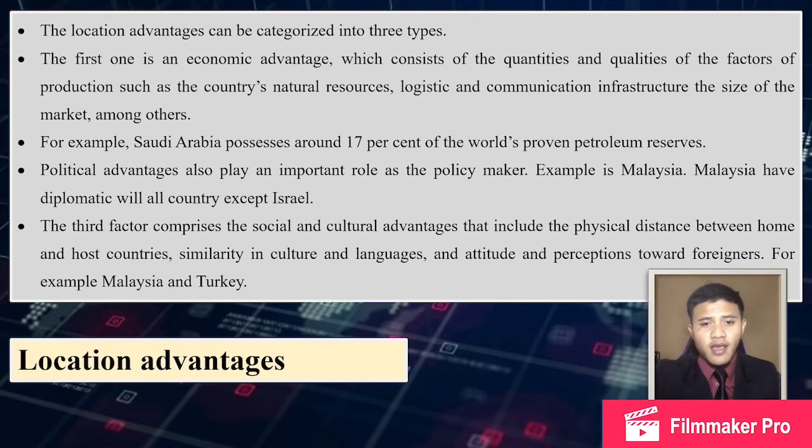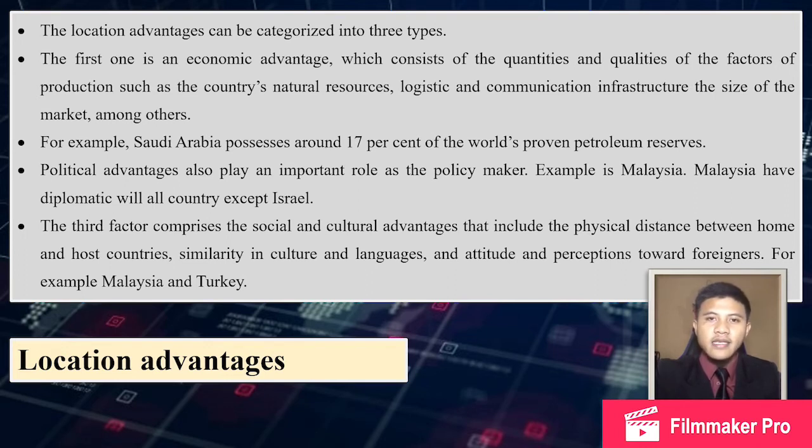The first one is economic advantage, which consists of the quantities and qualities of the factors of production, such as the country's natural resources, logistic and communication infrastructure, the size of the markets, and among others. For example, Saudi Arabia possesses around 17% of the world's proven petroleum reserves. The oil and gas sector accounts for about 50% of gross domestic product and about 70% of export earnings. Apart from petroleum, the kingdom's other natural resources include natural gas, iron ore, gold, and copper.